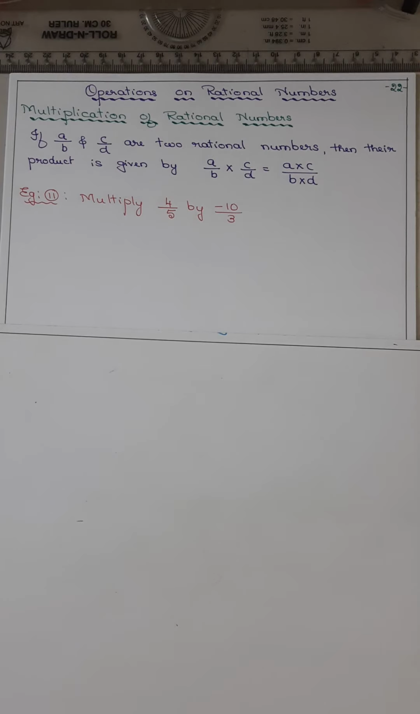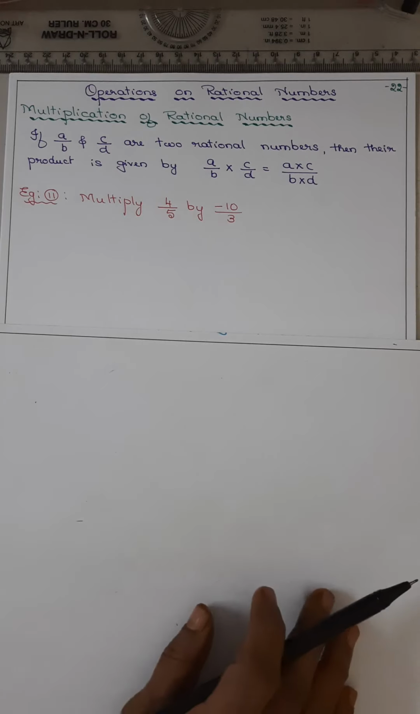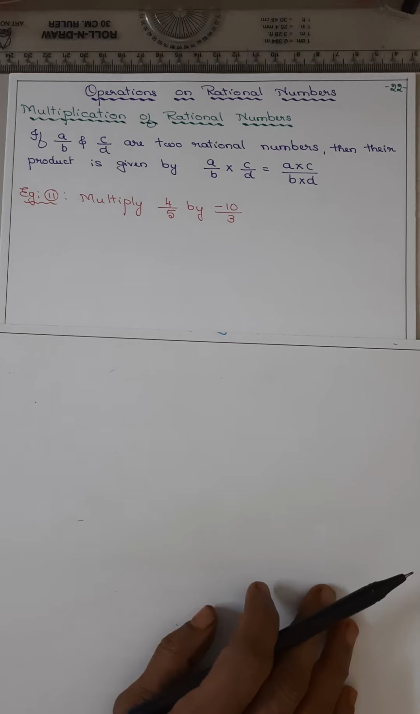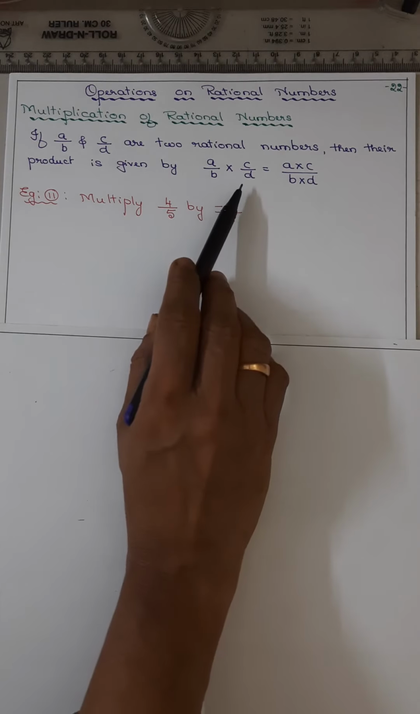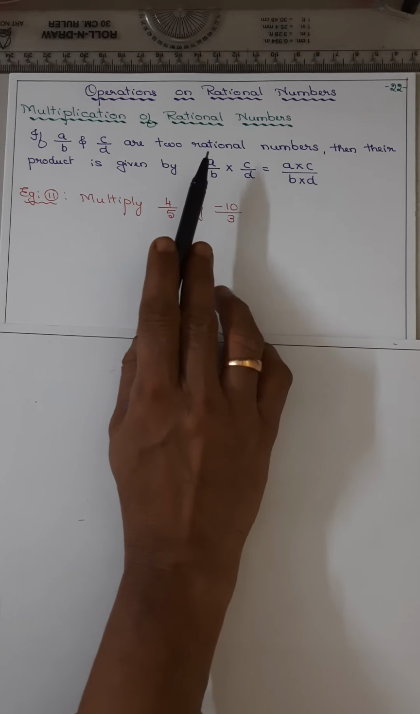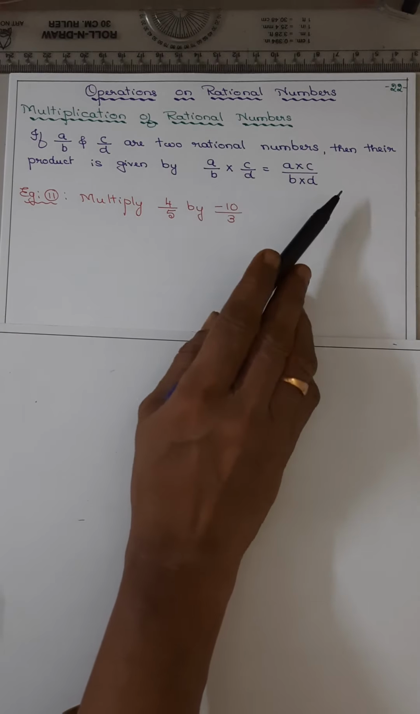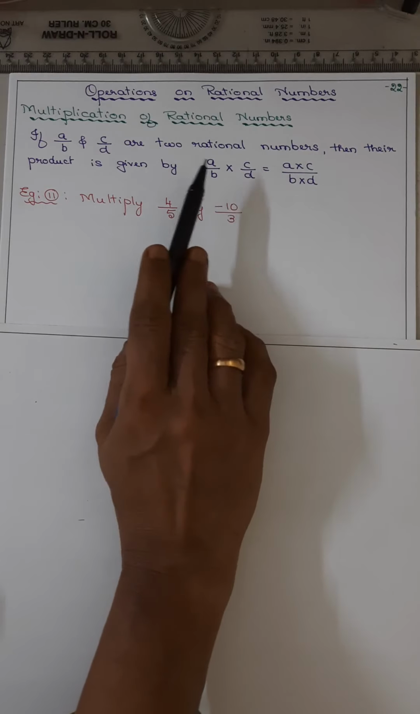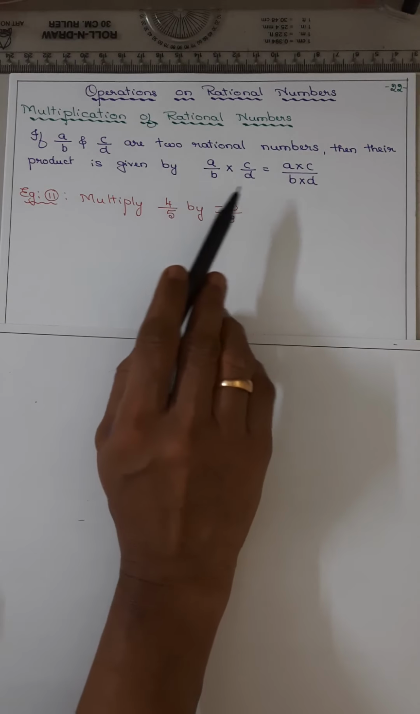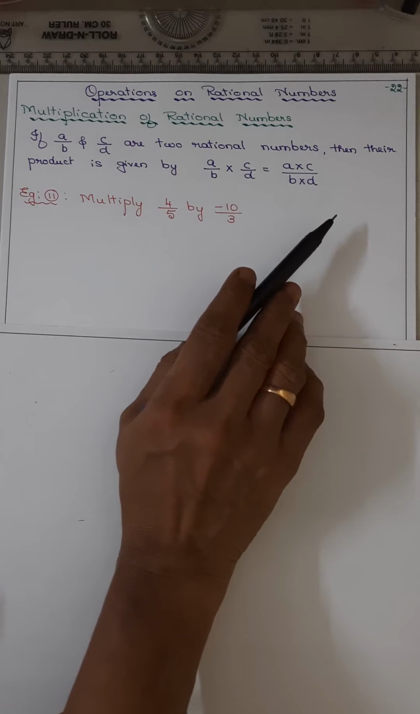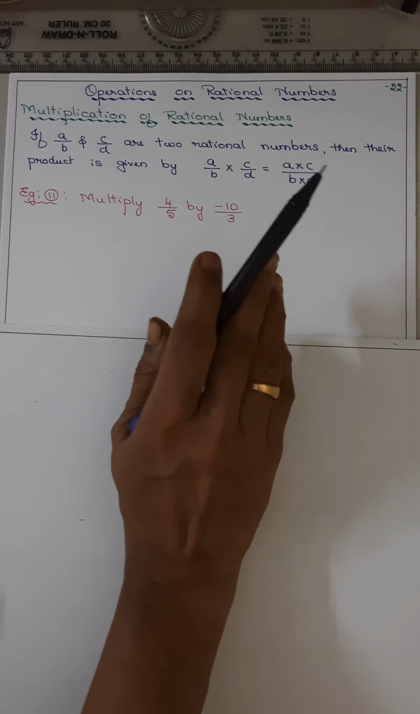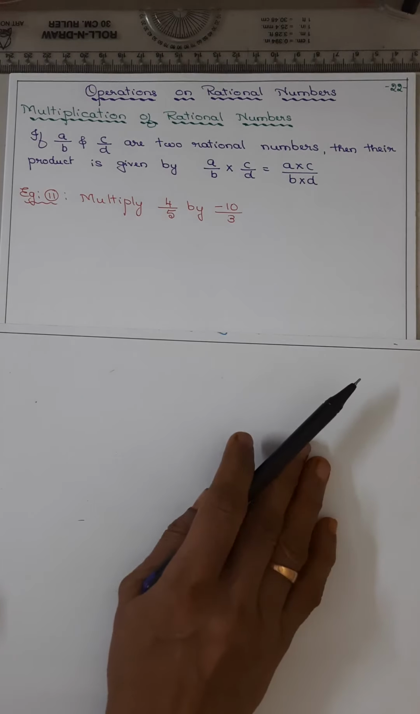If a by b and c by d are two rational numbers, then their product is given by a by b into c by d is equal to a into c upon b into d. Means multiply the numerators, multiply the denominators, and then find out the product.